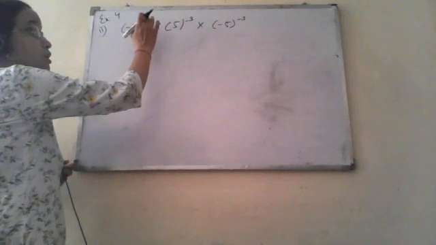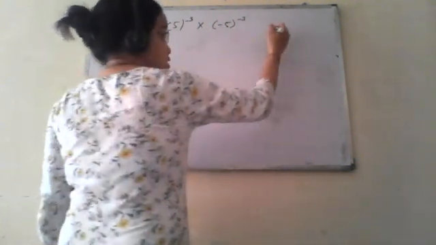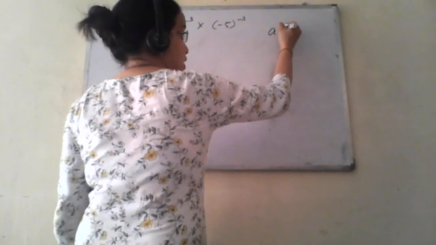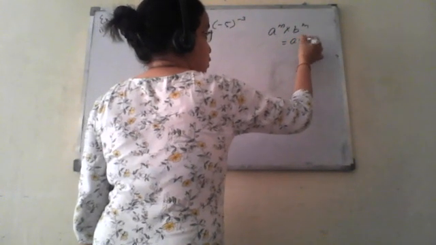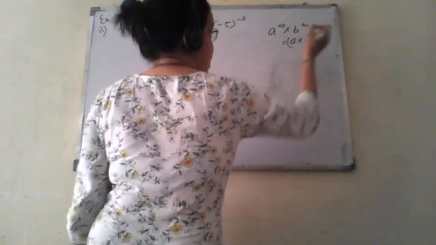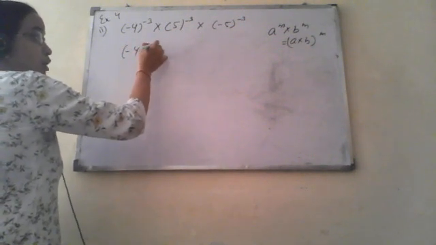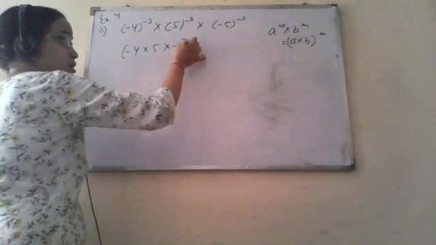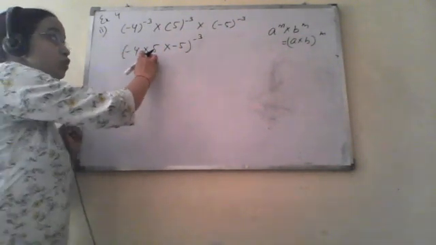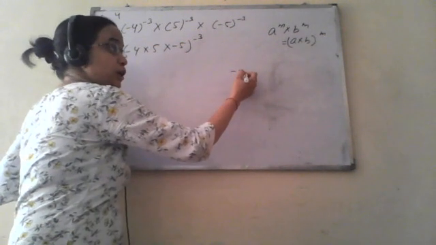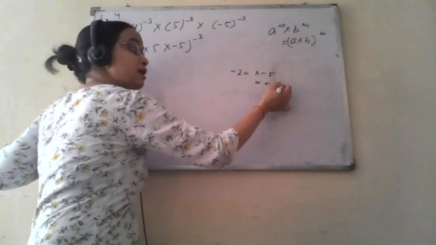Now the powers are same. It is minus 3, minus 3, minus 3. So in case what I have explained, this is a raised to the power m into b raised to the power m. It will be a into b, whole raised to the power m. So it will be same in this case also. This is minus 4 into 5 into minus 5, whole to the power minus 3. Okay, now minus 4 into 5 will be minus 20. Now minus 20 into minus 5 will become plus 100.